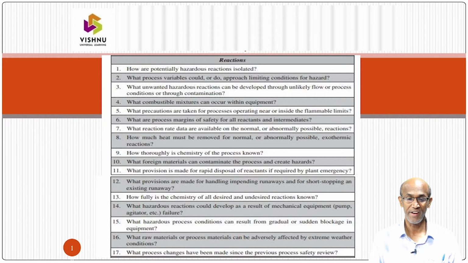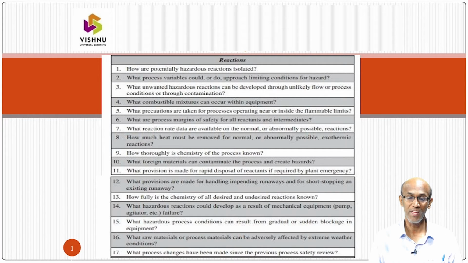What precautions are taken for processes operating near or inside the flammable limits? What are process margins of safety for all reactants and intermediates? What reaction rate data are available on the normal or abnormally possible reactions? How much heat must be removed for normal or abnormally possible exothermic reactions?